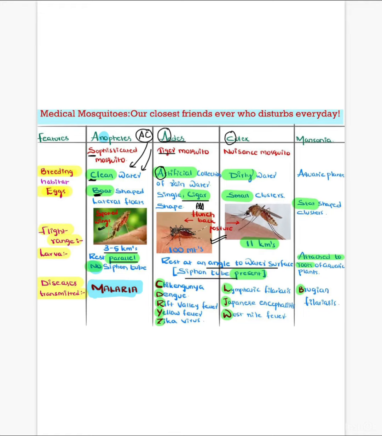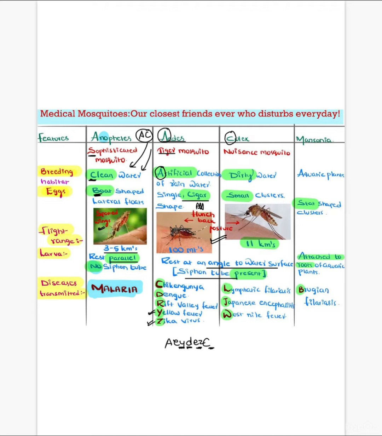So what are the diseases that this Aedes transmits? Aedes: yellow fever, Zika virus, dengue. So remember like this, AEYDEZ, Aedes. Y for yellow fever, D for dengue, Z for Zika, and C for chikungunya. You can remember like this.